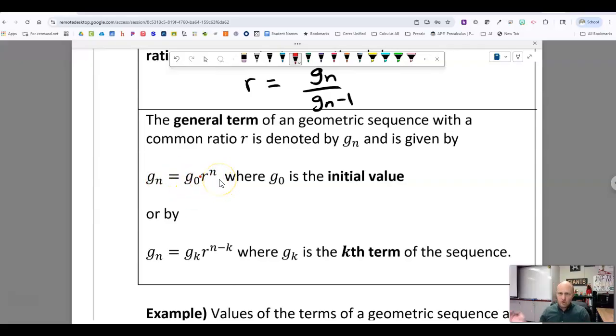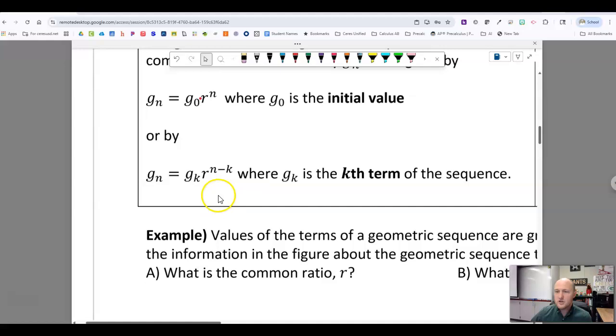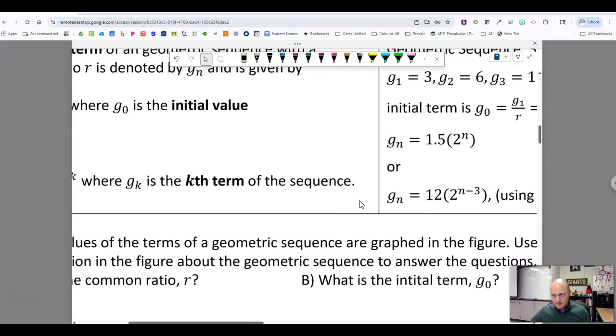Now, what if I don't have my initial value, or it's going to take me too long or be too difficult to find my initial value? You can use any term in the sequence. I can use the third term, the fourth term, and all we do is we start with that term, but then we subtract whatever term that is from our power of n, okay? So these are our 2 formats that we use to write equations.